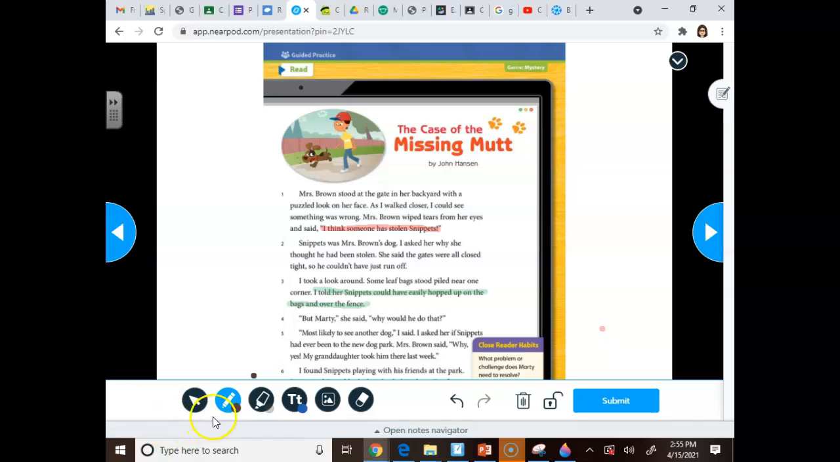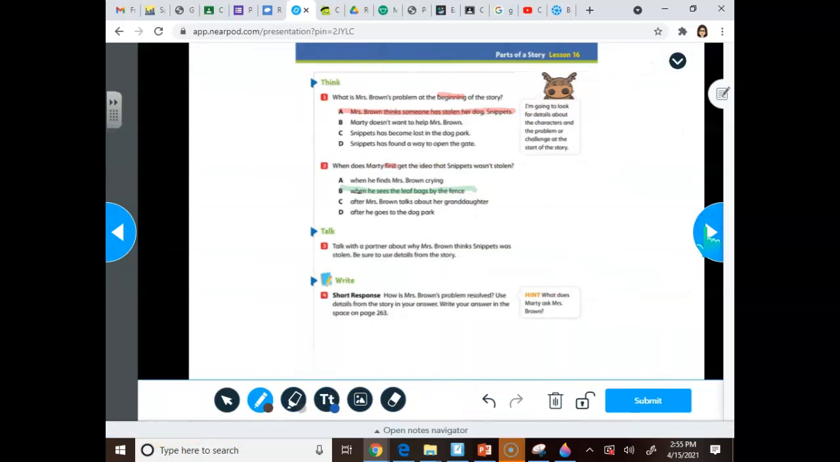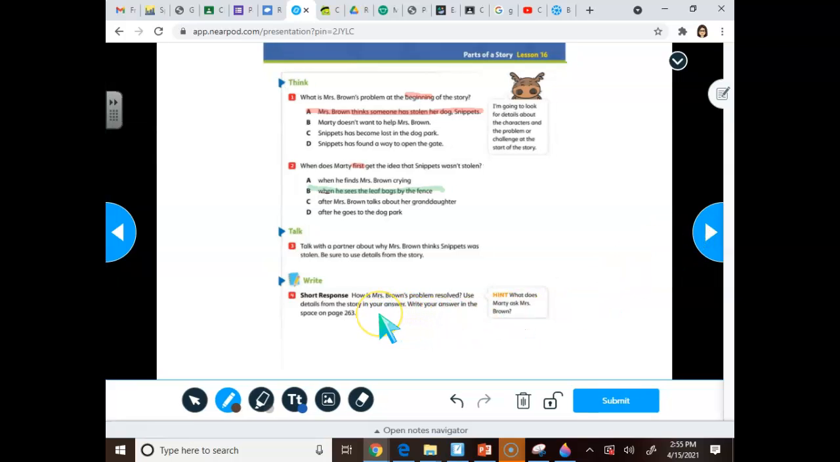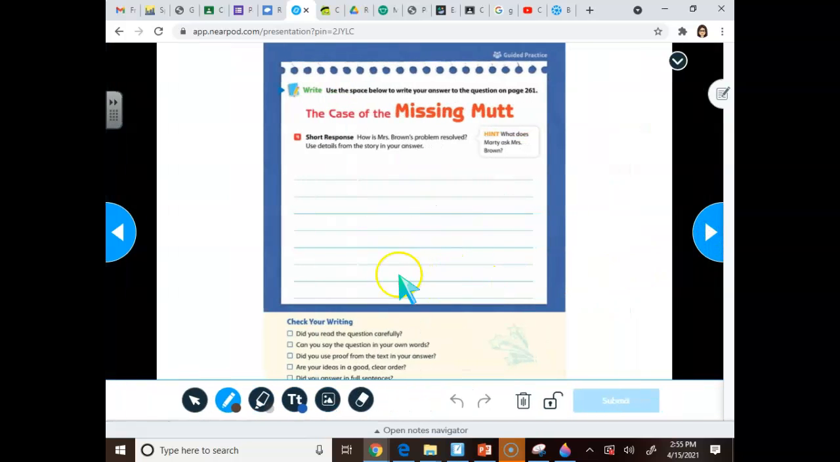All right, so how was the problem solved? Marty found Snippets where? At the park. So I will check your work. On page 263, I will check your work on that page, to see how well you did on that.